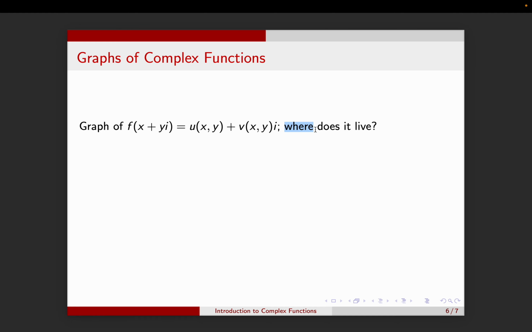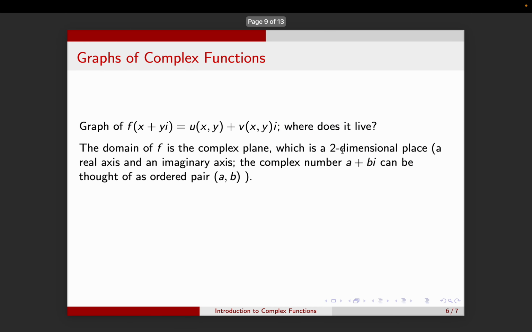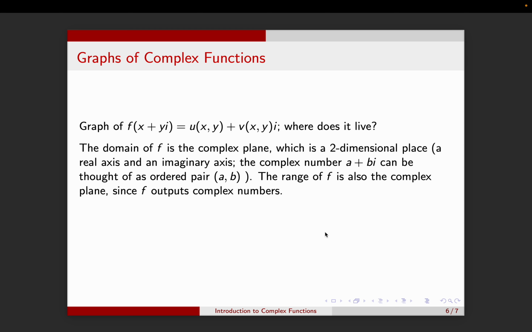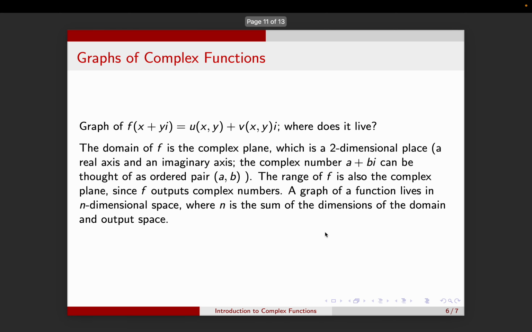So where does the graph of something like a complex function live? Let me point out that you're feeding in complex numbers. Complex numbers are like a two-dimensional kind of deal. The complex plane is a two-dimensional place because you have a real axis and an imaginary axis. In other words, a plus bi is kind of just like the ordered pair (a, b). So your domain is two-dimensional. You feed in things that come from a two-dimensional place, and then you're outputting complex numbers, so your output space is also two-dimensional. Inputs are two-dimensional, outputs are two-dimensional.